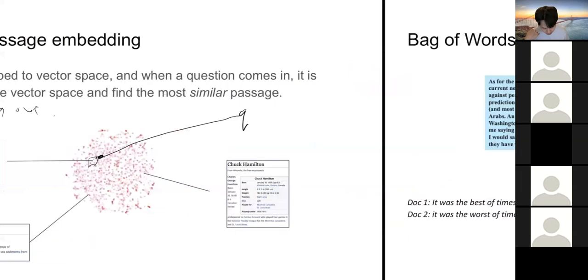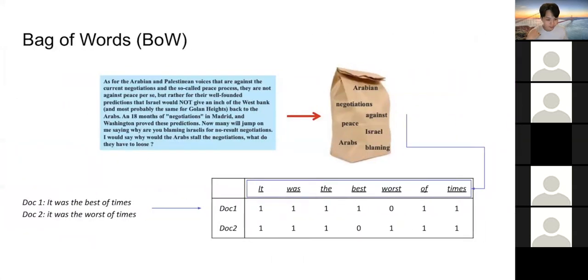So then the question is how can we map each text into vector space? Of course we can use LSTMs, which we're going to talk about next lecture, but we're going to come back to more traditional methods, which are still used very popularly and are also very effective in some cases, called bag of words. And what is bag of words?